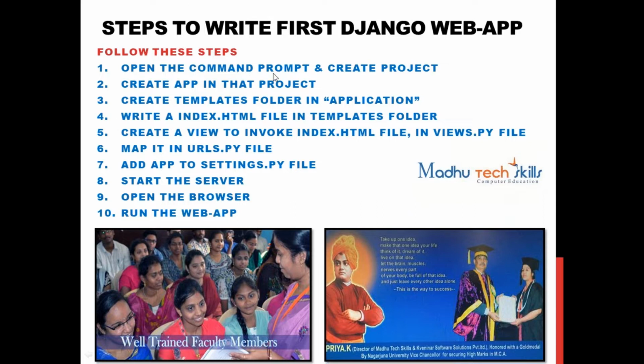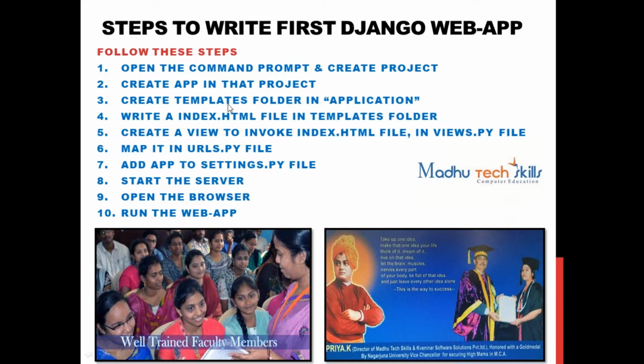First of all, open the command prompt, and there you have to create the project. And in that project, you need to create the application. An application is just like a module for that project. After that, you need to create a templates folder to place the HTML files, CSS files, JavaScript files or images. Write an index.html file and save it in the templates folder. In the Django framework, whatever you are using to design the website, index.html files, CSS files, images, audio and video files, you need to place them in the templates folder.